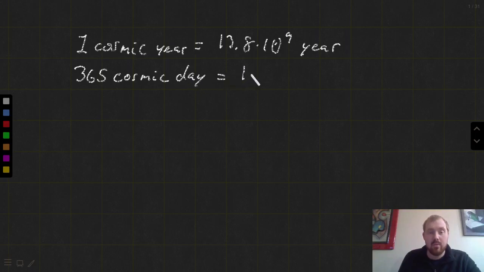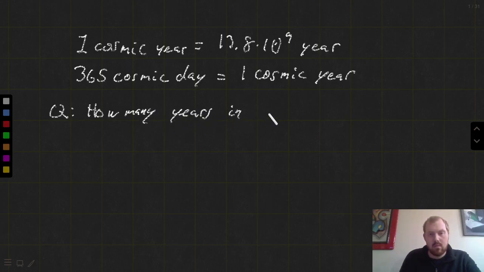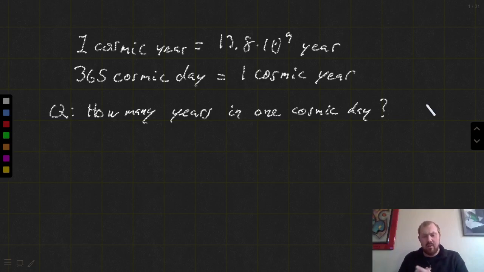365 cosmic days equals one cosmic year. And the question was, how many years that you and I experience are in one cosmic day? I got a couple of questions about this, and things I noticed. Several people would try a shortcut, and they'd say there are 13 years in a cosmic day.